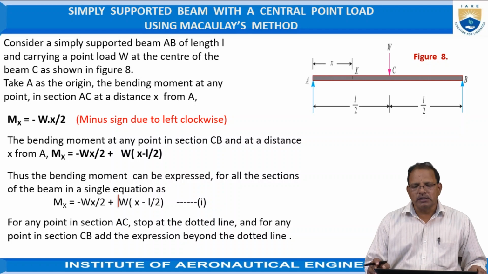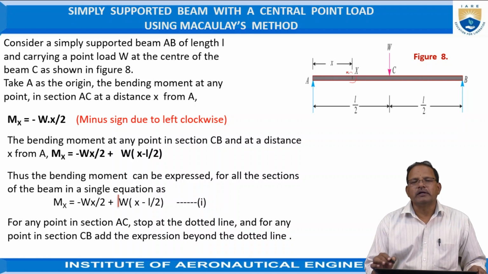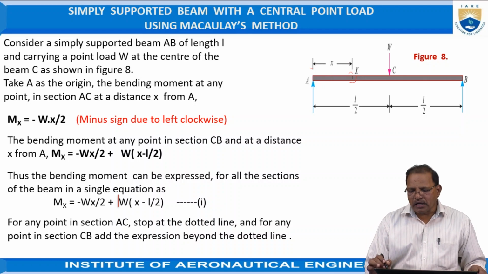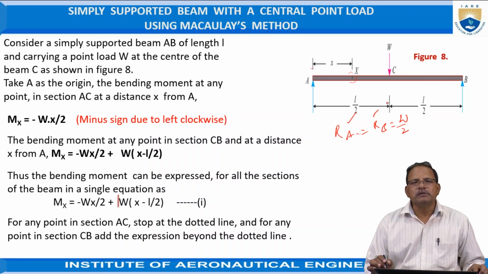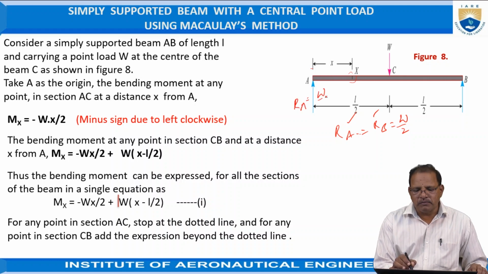Now take A as the origin, that is, the left hand side of the beam as the reference position. Consider a section X at a distance of x from A as shown in the figure. Now the moment Mx is the moment at a distance x. Since the reactions are RA and RB, first of all we have to determine them. Since the beam carries a point load at its center, RA is equal to RB, which is equal to W by 2, that is, half of the load. This equation is only applicable when the simply supported beam is carrying a point load at its center. So here RA is equal to W by 2.